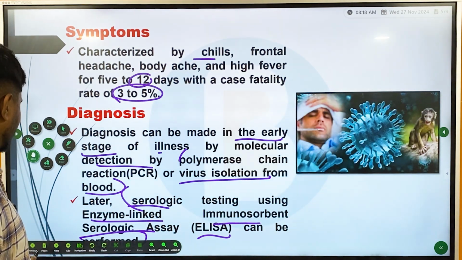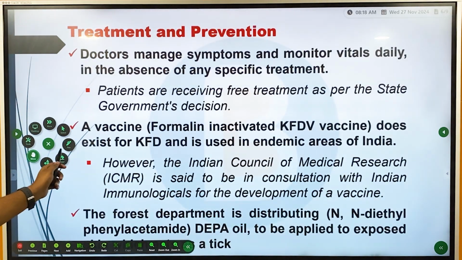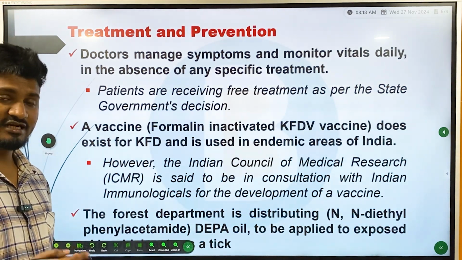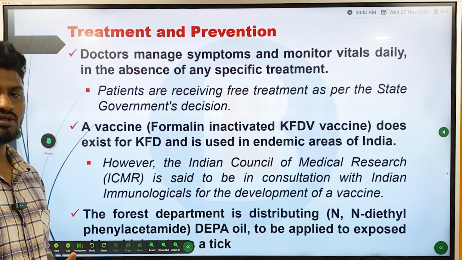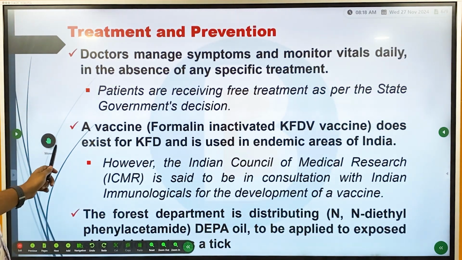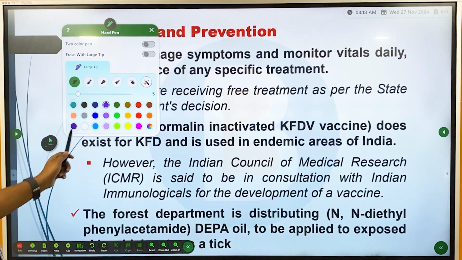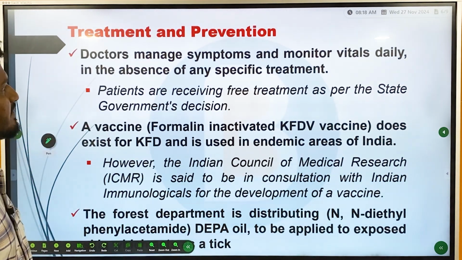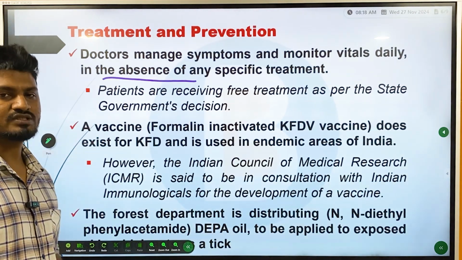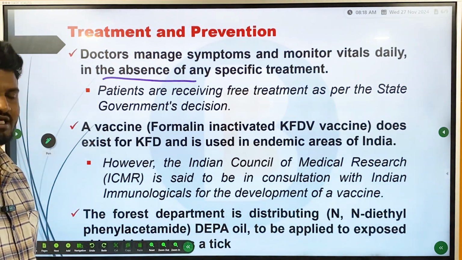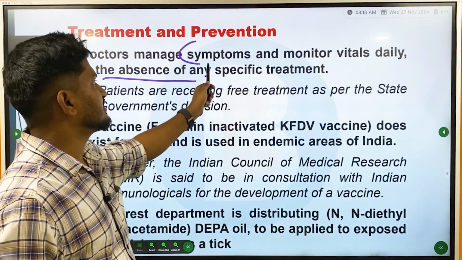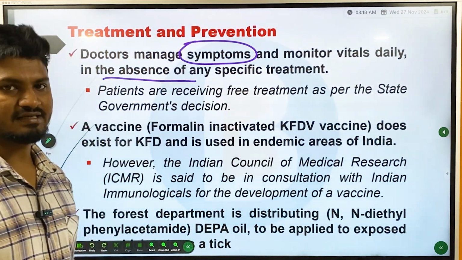And then after this we have to understand treatment and prevention. Okay, for any disease we should know whether a treatment exists, or whether a vaccine exists, or there is no treatment. Okay, we should be knowing about these things. For this particular disease, the doctors manage symptoms and monitor vitals daily in the absence of any specific treatment, because there is no specific treatment for this Kyasanur Forest disease. Therefore, they are going to treat the symptoms instead of curing the virus directly.